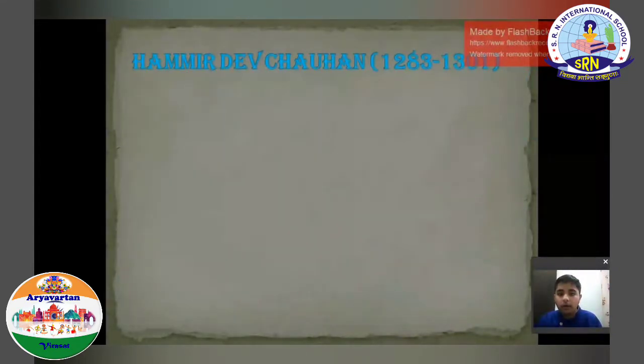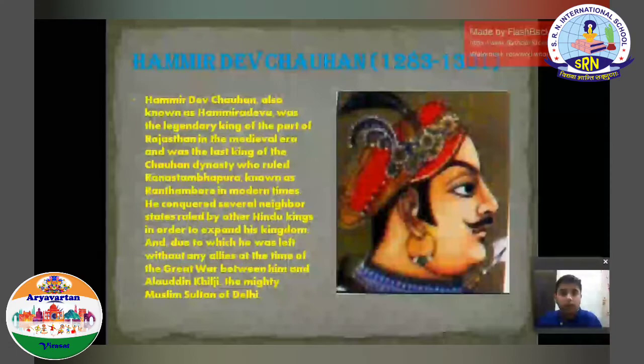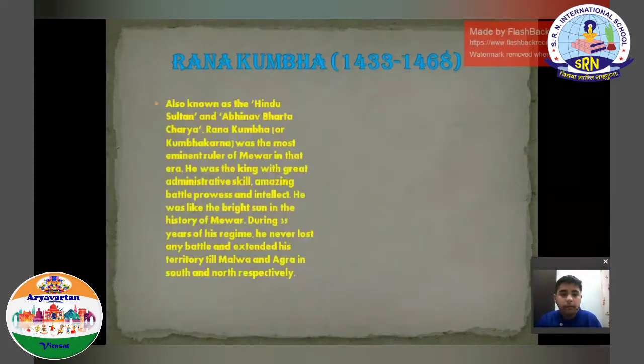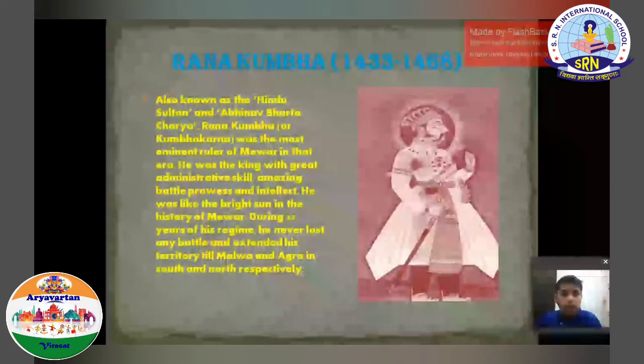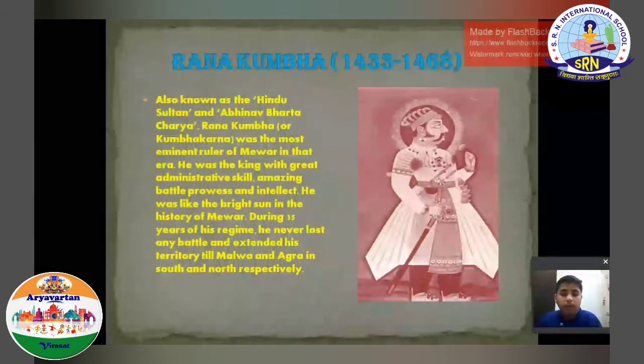Hamid Dev Chauhan, 1283-1301. Hamid Dev Chauhan, also known as Hamid Deva, was the legendary king of part of Rajasthan in the medieval era and was the last king of the Chauhan dynasty. Rana Kumbha, 1433-1468. Also known as the Hindu Sultan and Abhinav Bharatacharya, Rana Kumbha or Kumbhkaran was the most eminent ruler of Mewar in that era.